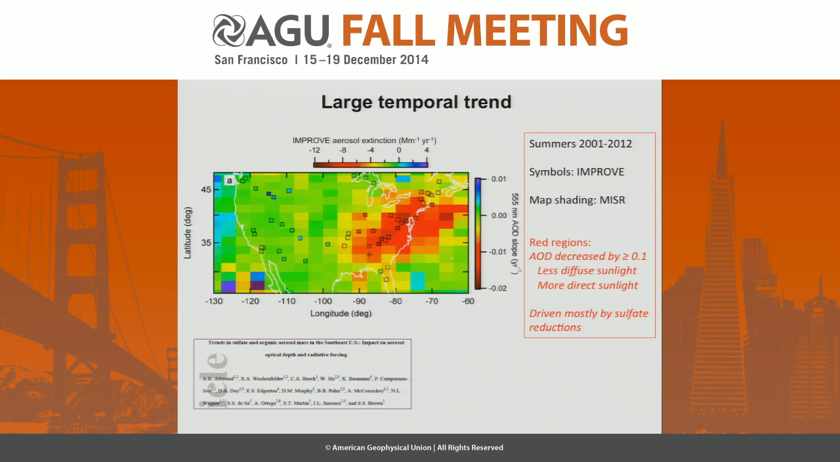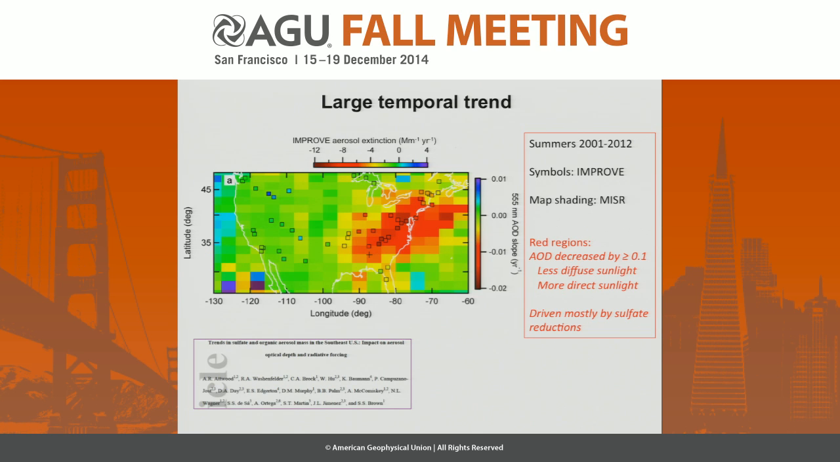There's a large temporal trend in the eastern United States, and this map shows the IMPROVE network trends as squares, and the trends in the MISR data over the same period. This is summers in red, and if you choose the color scale right, there's really excellent agreement, but it's not all in the choice of color scale, of course.